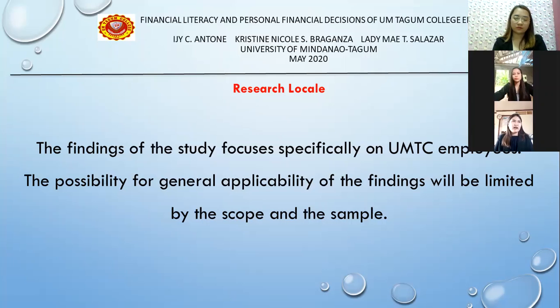So for the research locale, this is where you focus on your scope, where your findings are located, like in Tagum City, because UMTC employees are the focus. It does not need to be elaborated scientifically, like how many kilometers. The respondents, which are UMTC employees, are located at UM Tagum College, Mabini Street, Tagum City, and more.